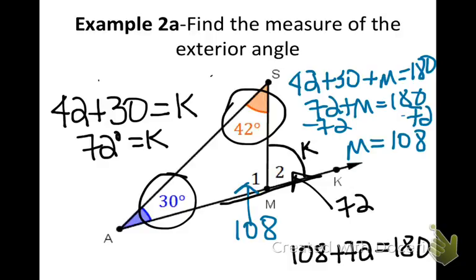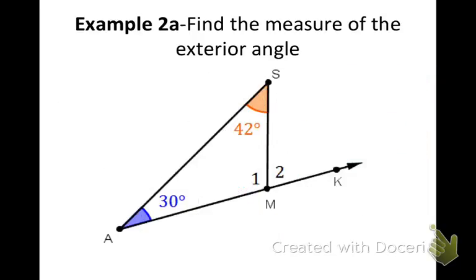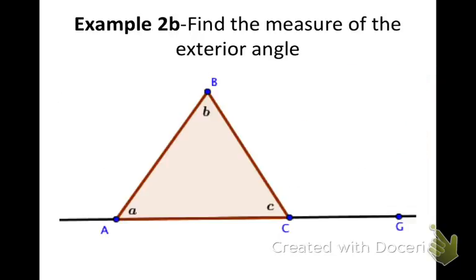So again, we can really utilize this formula that the sum of the two interior angles equals the exterior angle that they are not adjacent to. And here's our adjacent angle, that was 108. All right, we're going to try another one. Here's another example.